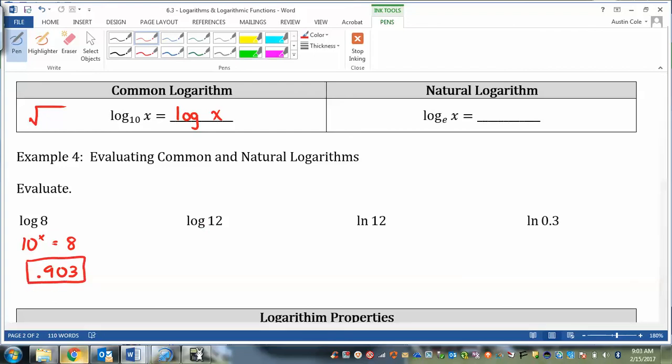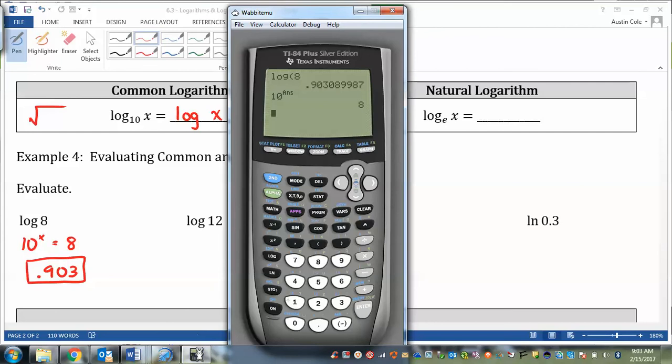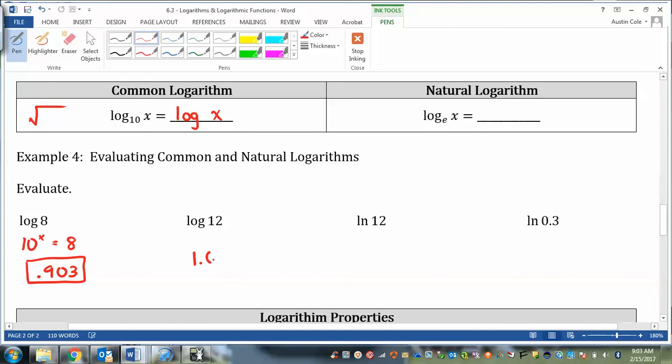In our calculator, do log of 12, please. Again, I think that should be greater than 1 because 12 is greater than 10. Hit enter. 1.079. 1.079.